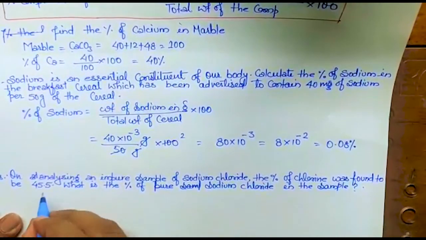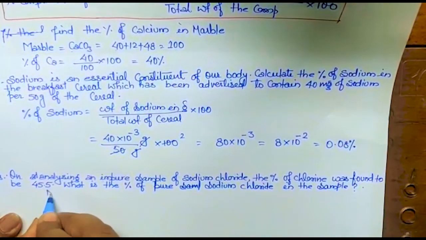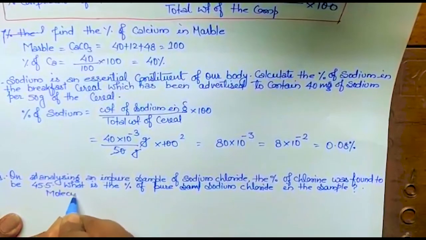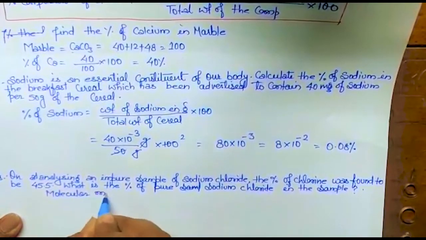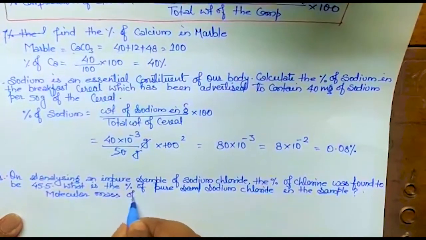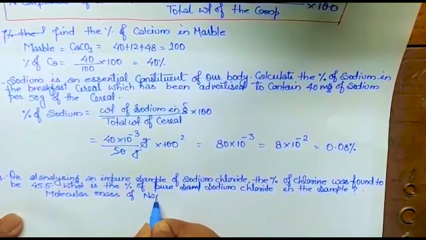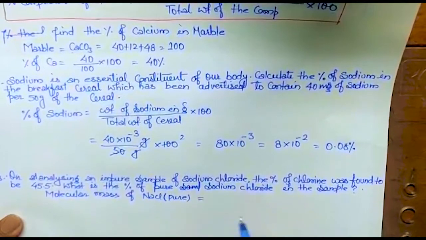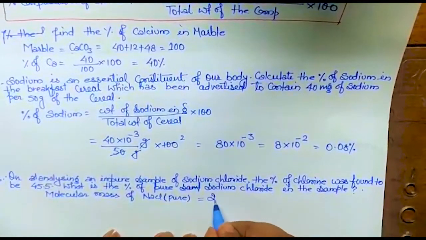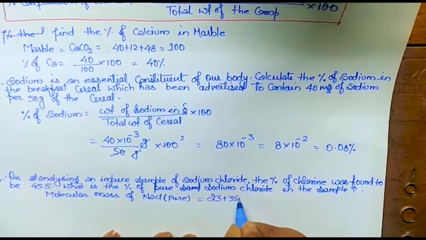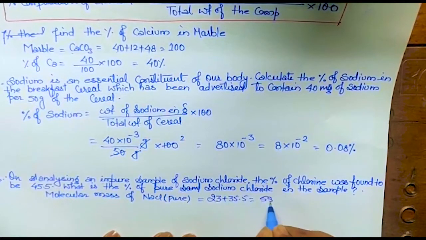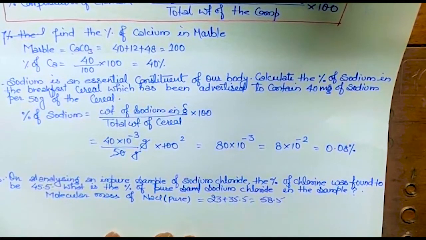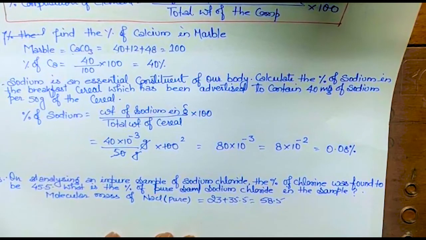Okay, so let's do it. First find the molecular mass of pure NaCl, or NaCl which is pure. Whether I am taking pure or impure, the molecular mass is not going to change. So Na is 23 plus chlorine is 35.5. That means it is 58.5, isn't it? Okay. So find the percentage of chlorine in the pure sample.